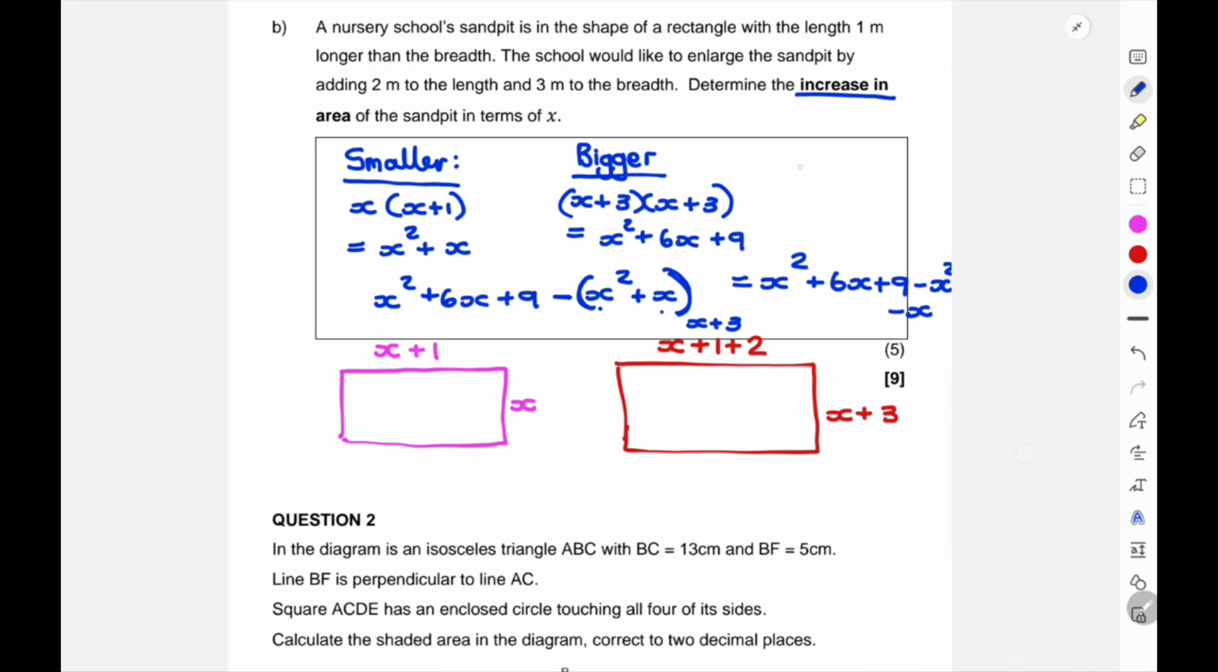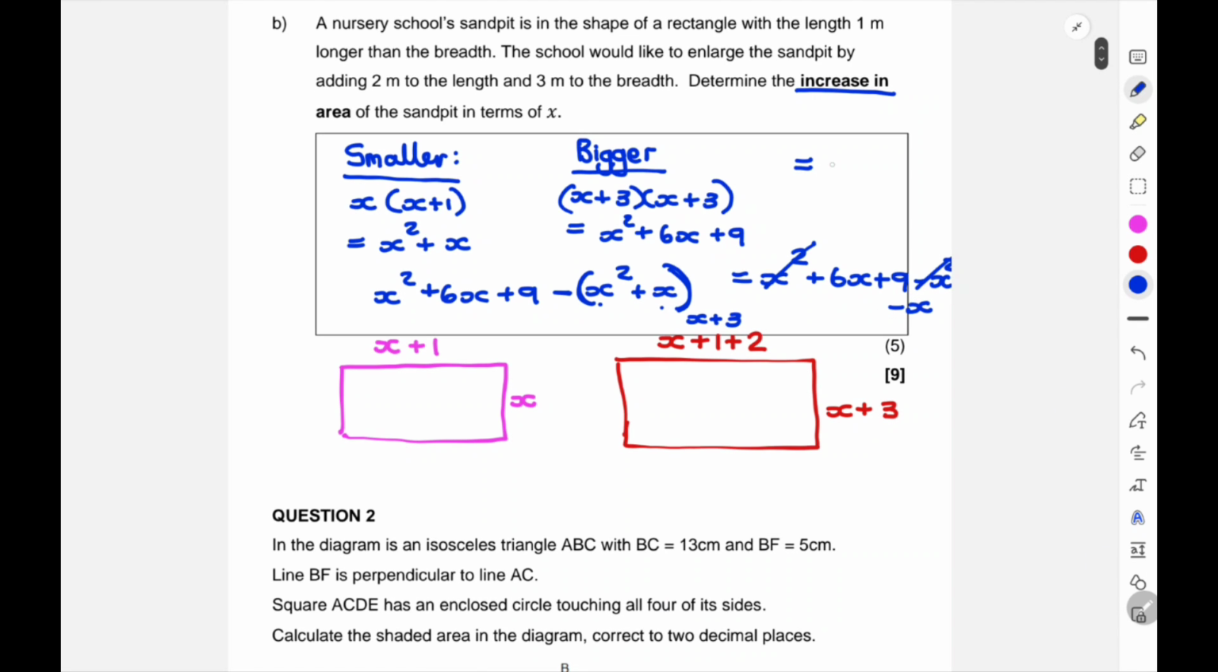And then your answer is going to be, sorry, I'm going to write it here on top. x squared minus x squared falls away. 6x minus x gives you 5x plus 9. So there is your answer of the increase in terms of x.